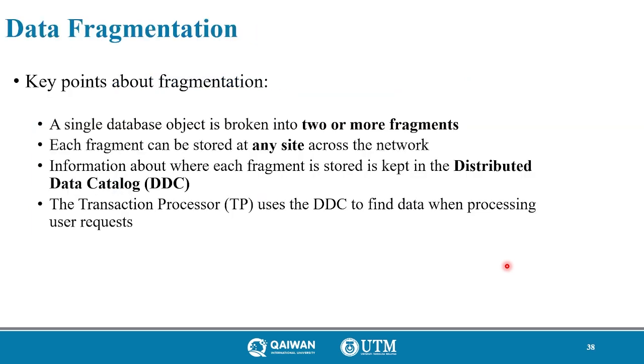Now, data fragmentation. Let's talk about the first one. A single database object is broken into two or more fragments. Each fragment can be stored at any site across the network. Information about each fragment is kept in a distributed data catalog. The transaction processor, TP, uses the DDC, or distributed data catalog, to find data when processing users' requests.